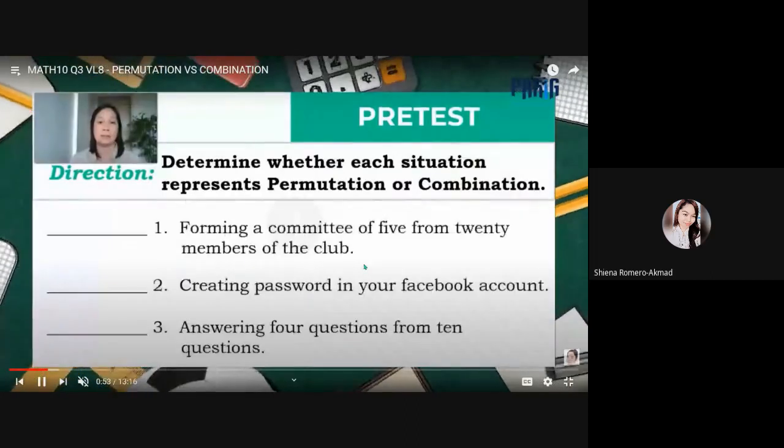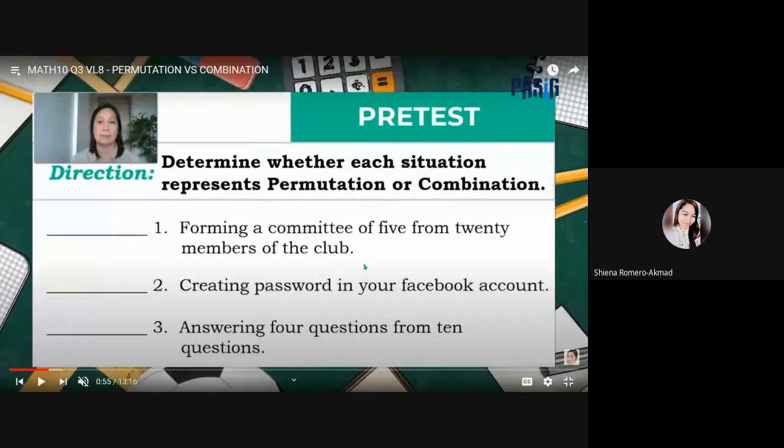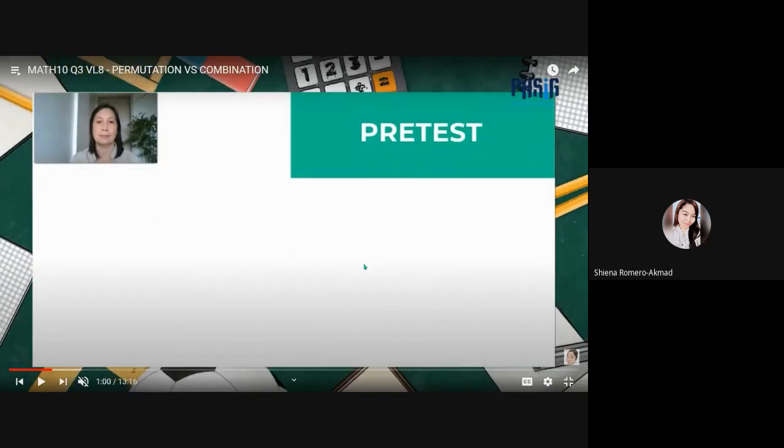So your goal here is for you to differentiate permutation from combination. So for the pretest, let us try determining whether the statement or situation represents permutation or combination. Is it permutation or is it combination? Number 1, forming a committee of 5 from 20 members of the club. This is combination.